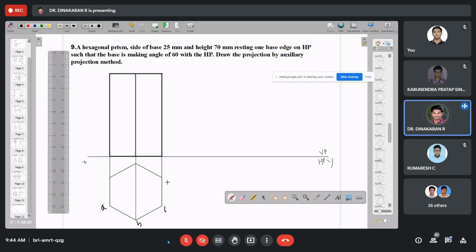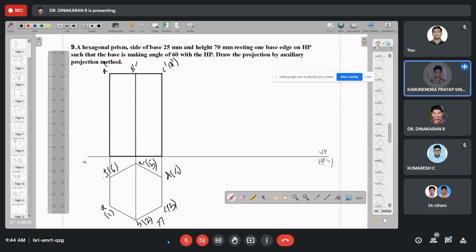A, B, C, D, E, F, and 1, 2, 3, 4, 5, 6. So again here also A dash, B dash, C dash, because these three edges are visible. So D dash is visible or invisible? Invisible. E dash and F dash also invisible. So 1 dash, 2 dash and 3 dash are visible. 4 dash, 5 dash and 6 dash are invisible.